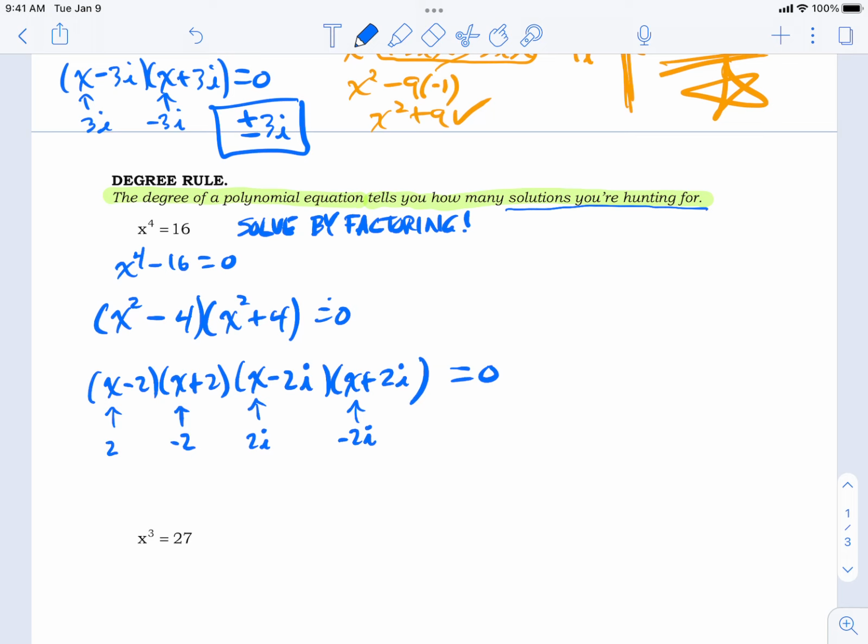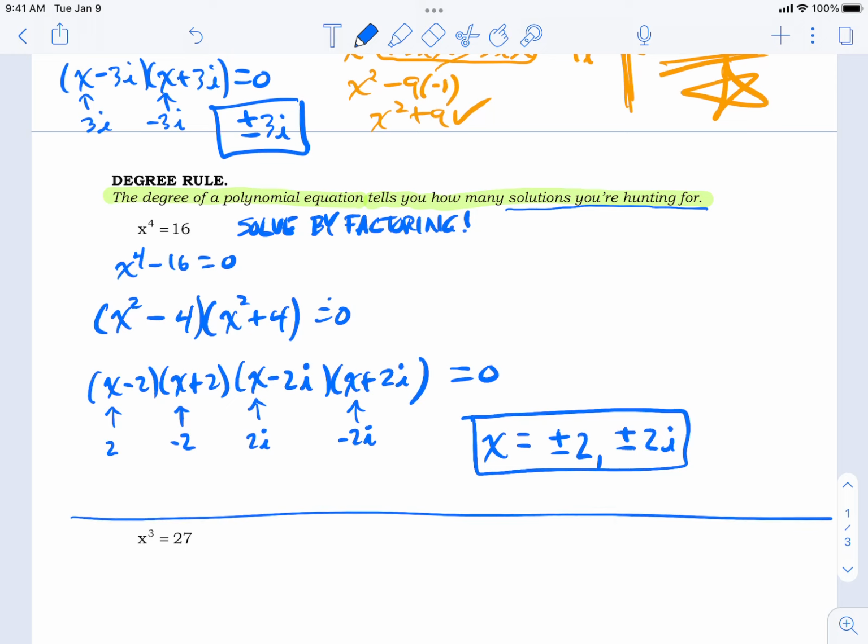You could use set notation, but to me it's easier to just say plus or minus 2 are both solutions. Plus or minus 2i are both solutions. 4 solutions total. Solve by factoring. It's just the thing.